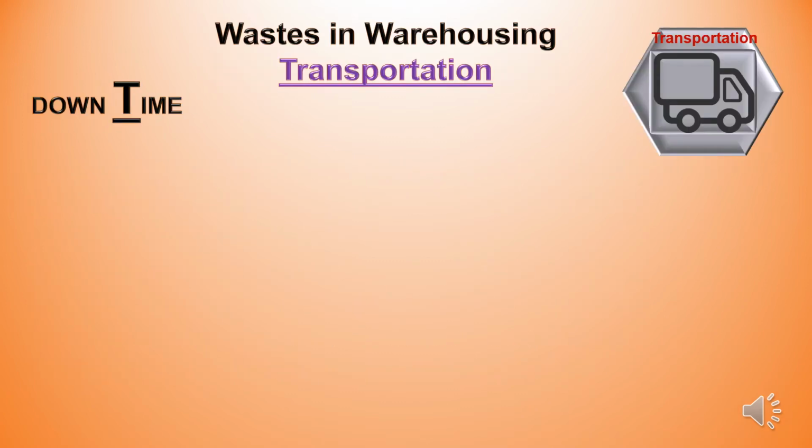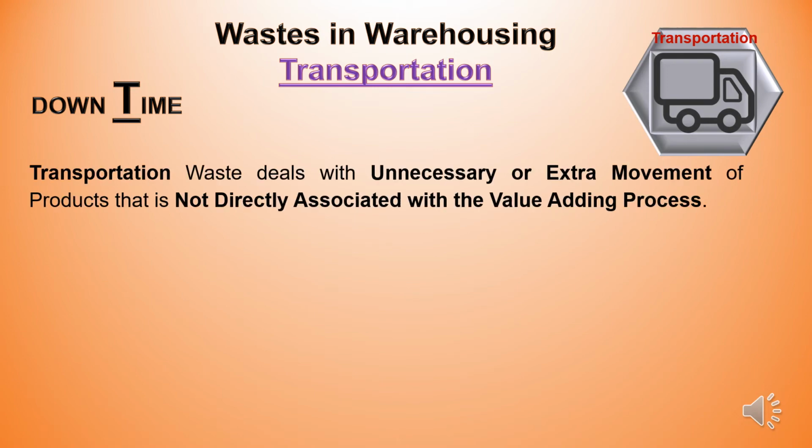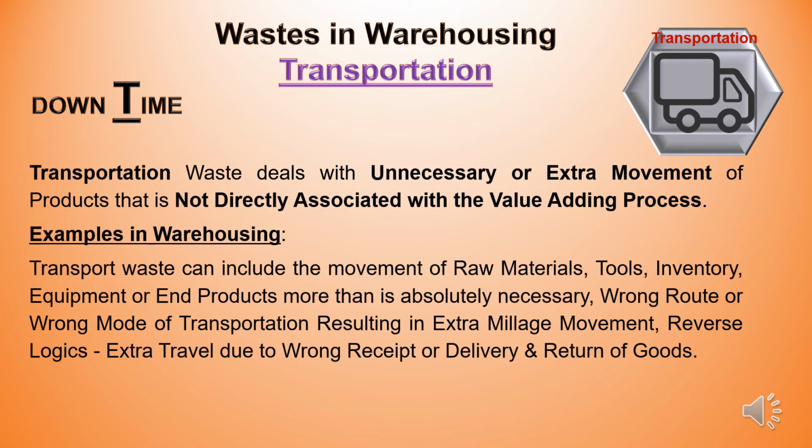Wastes in warehousing. The fifth waste in downtime, that is transportation. Transportation waste deals with unnecessary or extra movement of products that is not directly associated with the value-adding process. Examples in warehousing: transport waste can include the movement of raw materials, tools, inventory, equipment or end products more than is absolutely necessary, wrong route or wrong mode of transportation resulting in extra mileage movement, reverse logistics, extra travel due to wrong receipt or delivery and return of goods.